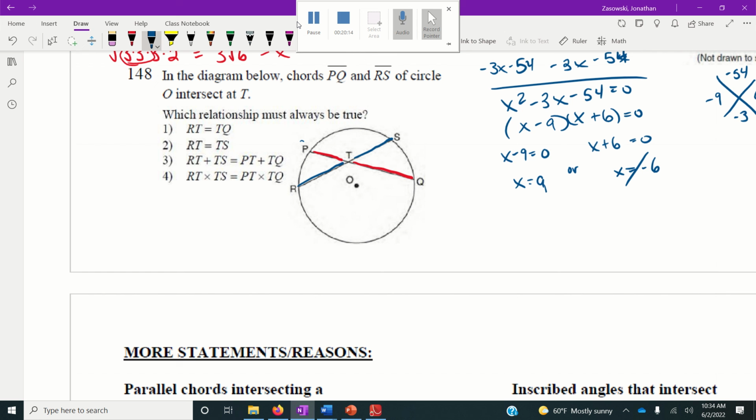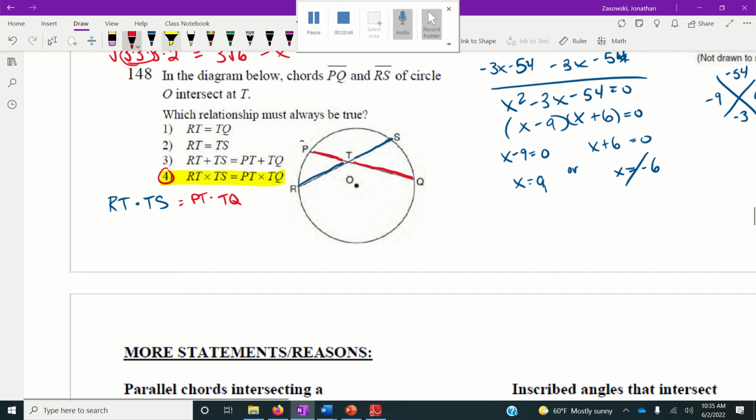So as long as we take the parts from the same chords, RT times TS has to equal the parts on the other side, which would be PT and TQ. So that's why choice 4 would be the correct answer. However, the reason why we don't know that these are equal to each other is because I don't know where T is located. We can slide our points around and change where T is. So that's why these aren't going to be the same. And it's not adding, it's always multiplying the segments.